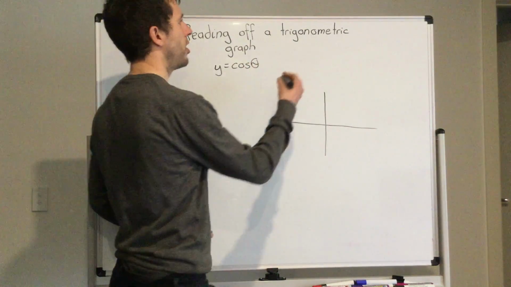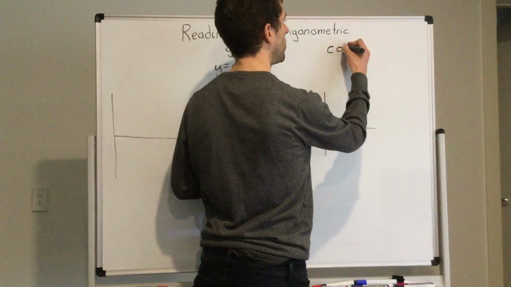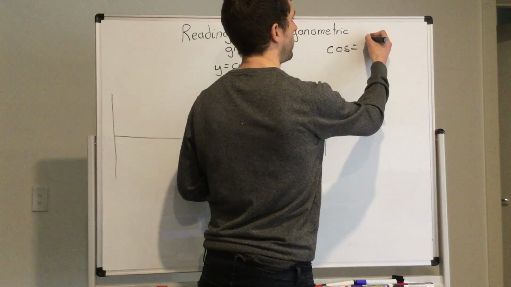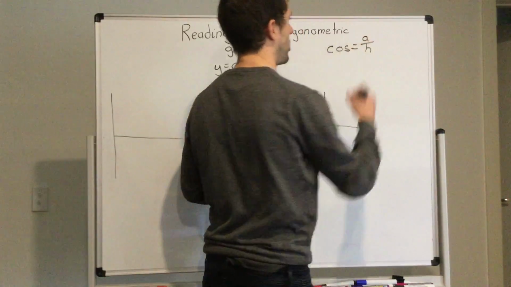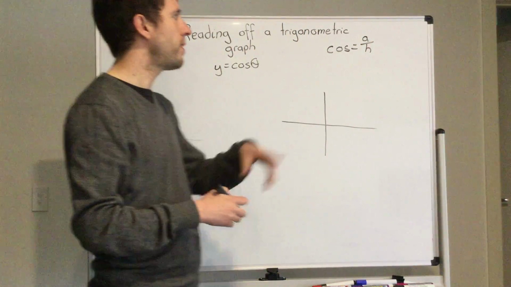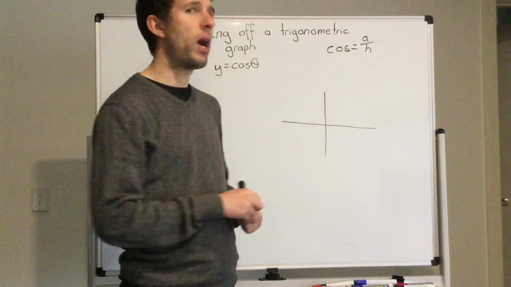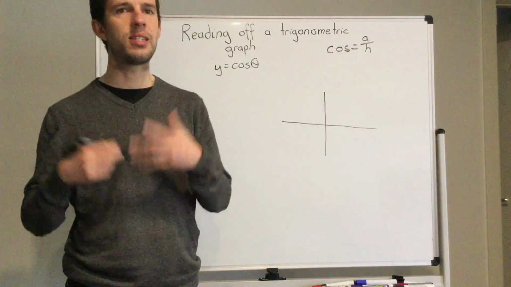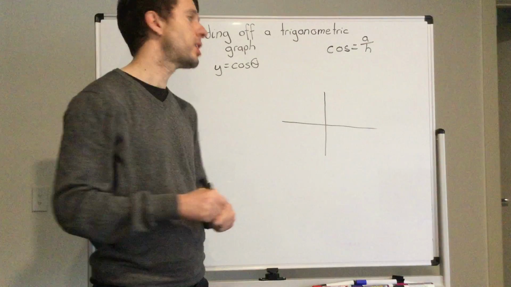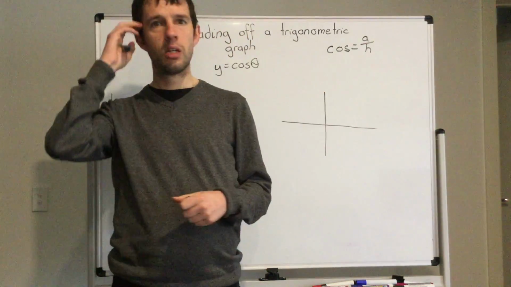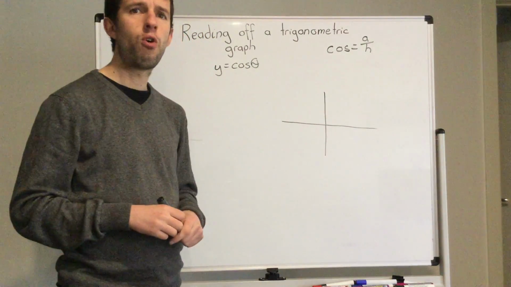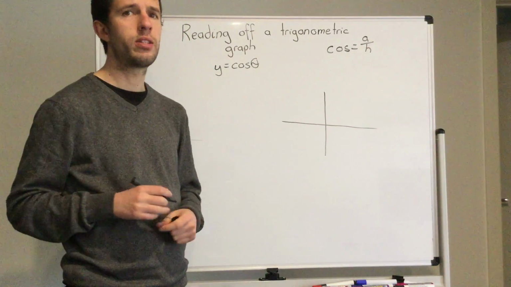So I know cosine is looking at A over H, adjacent. So if we're looking at a 1 unit circle, H is just 1, so cosine is equal to the adjacent, which is the x-axis. So cosine is x. So that's the best way for you to think about it when we are graphing today.